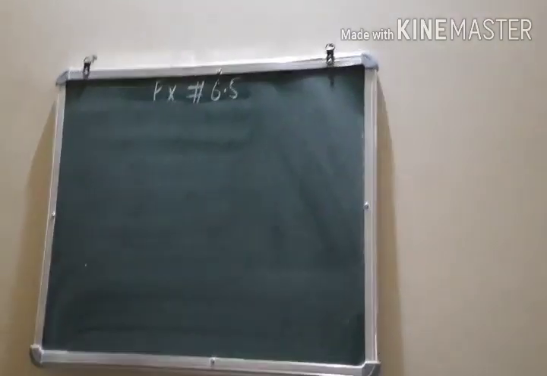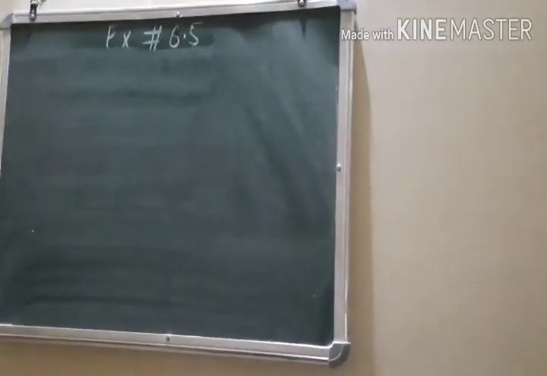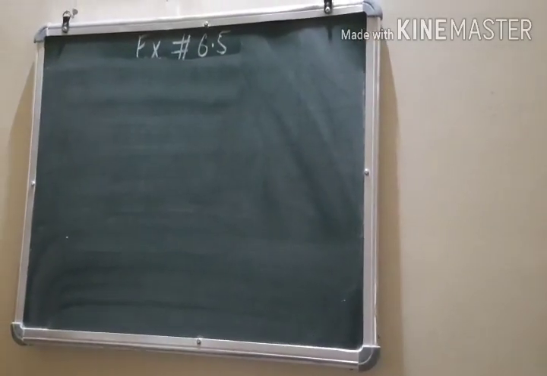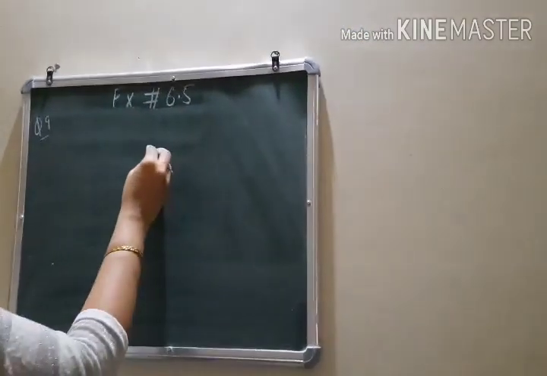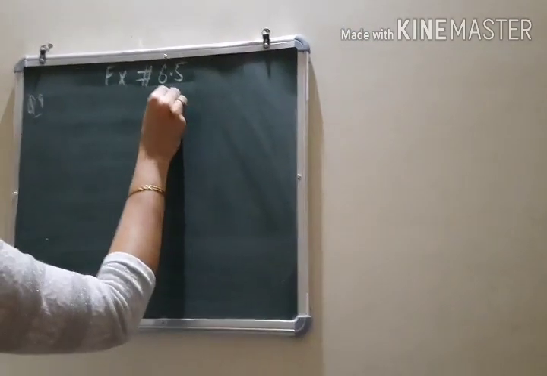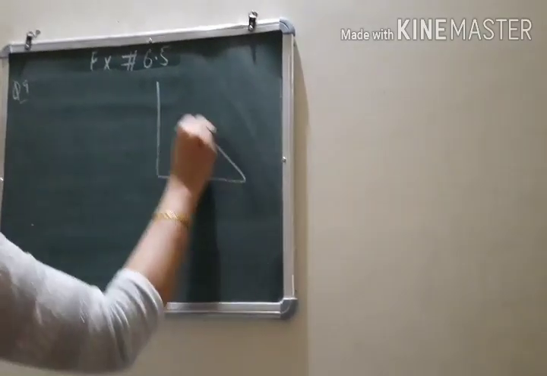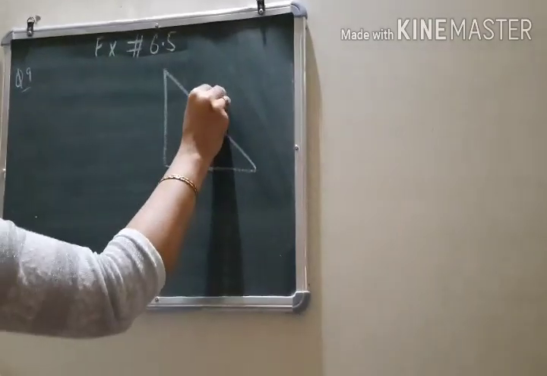Now question number 9, I'll just explain question number 9. A ladder 10 meter long, 8 to 12 you will be doing yourself. I'm just explaining what to do. A ladder 10 meter long. The ladder is always inclined. So it is 10 meters long.